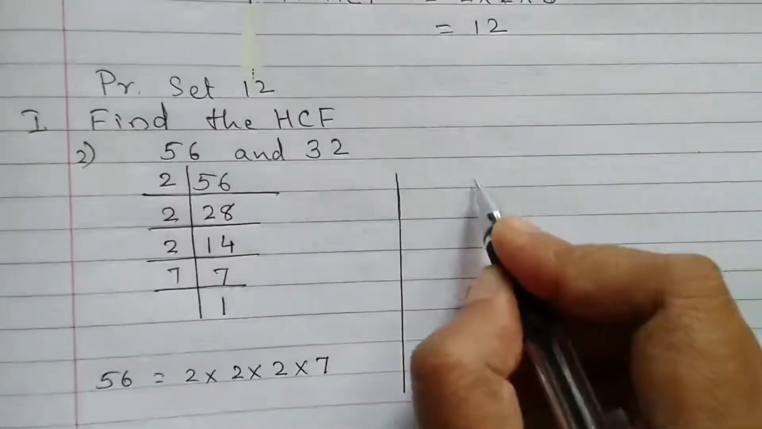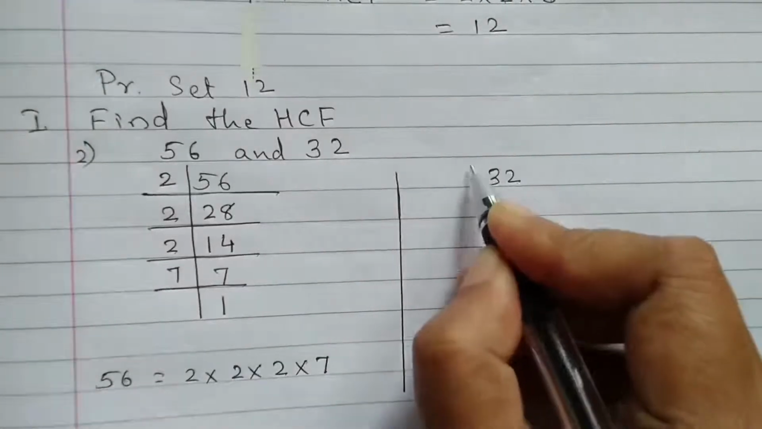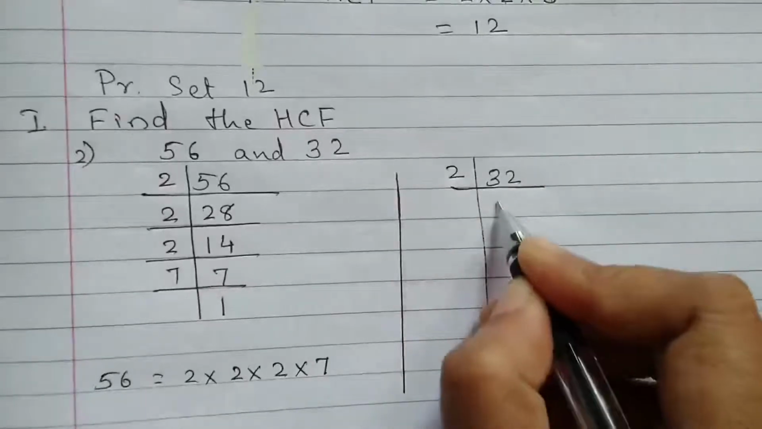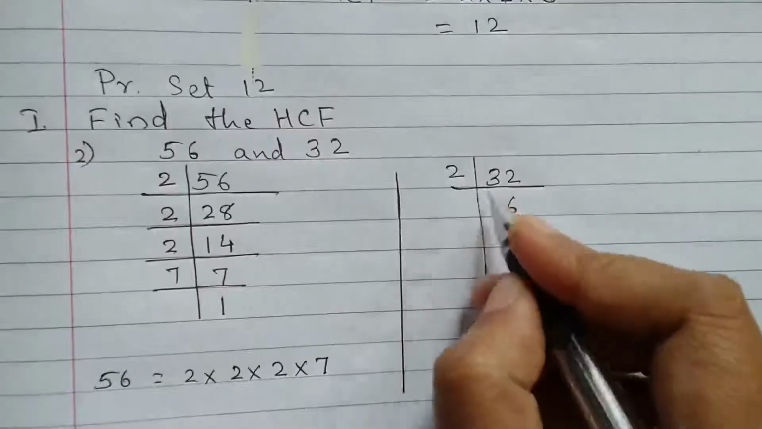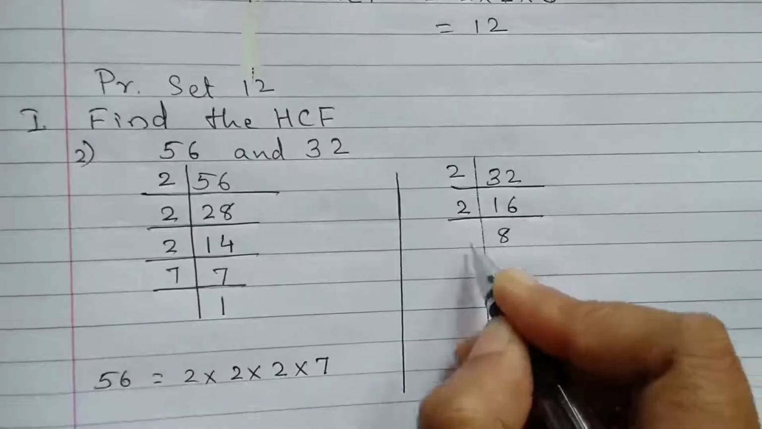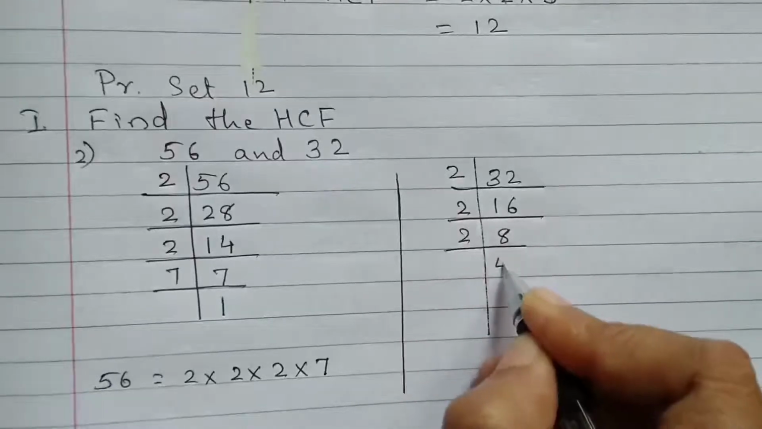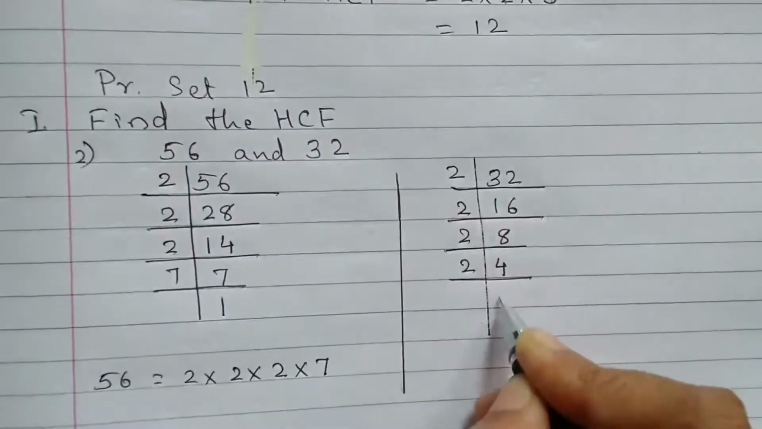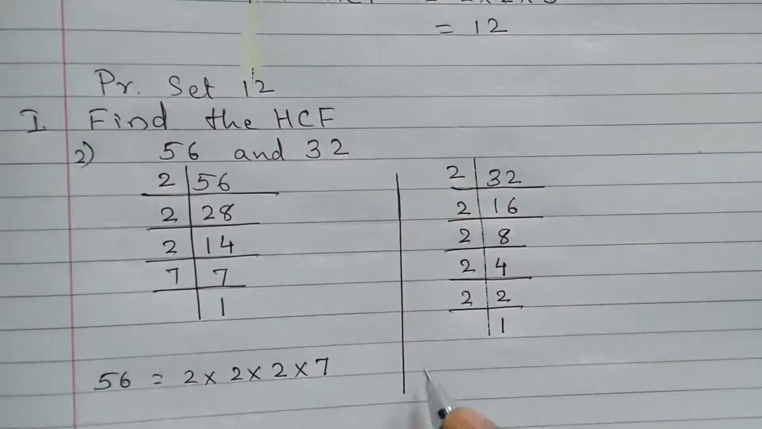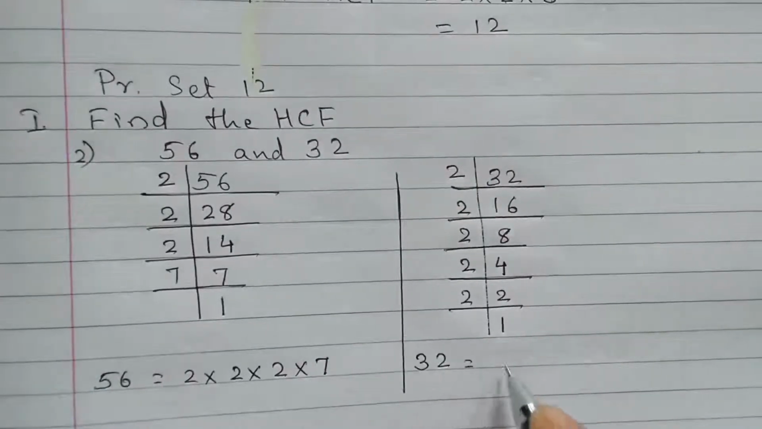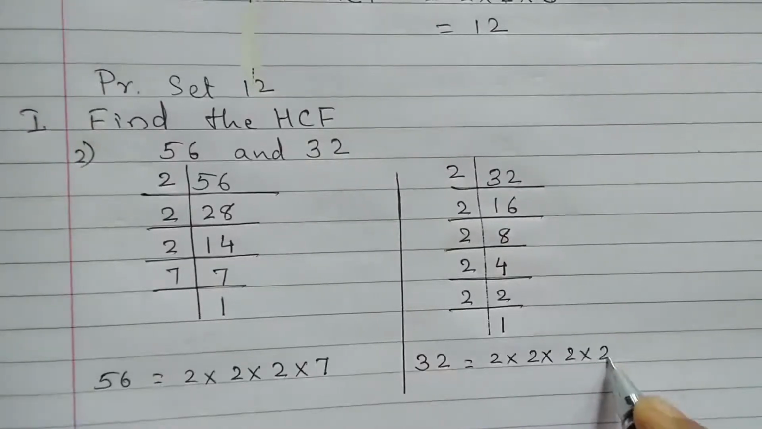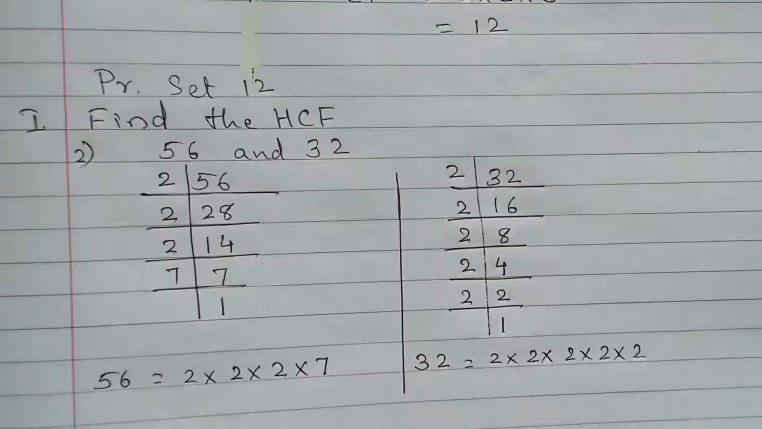Now let's find the factors of 32. Again it's an even number. So 2 16 times are 32, again even. So 2 8 times 16. 2 4 times, 2 2 times and 2 1 time. So 32 can be written as 2 multiplied by 2 multiplied by 2 multiplied by 2 multiplied by 2.